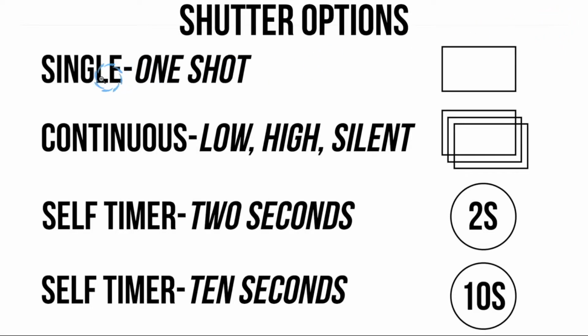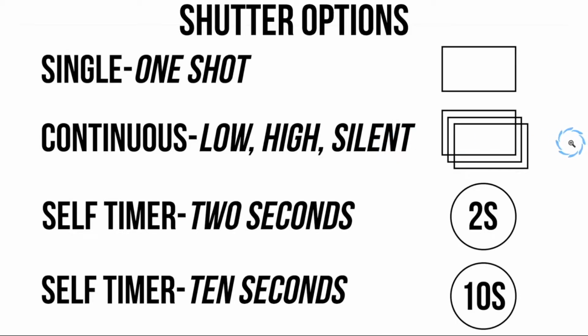So by default, your camera is going to be right here on single one shot. These are your shutter options, and this is going to determine how your shutter works inside of your camera. We're going to have the option of single one shot, meaning every time you press the shutter button on your camera, it is going to take one photo. And then you're going to have a continuous mode. There's a couple different continuous modes. You might have continuous low, high, and silent.